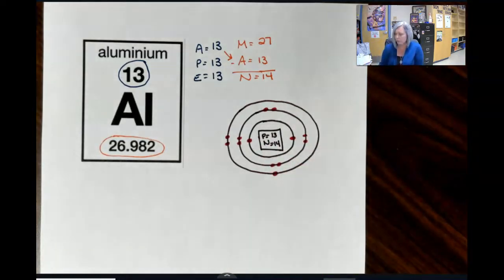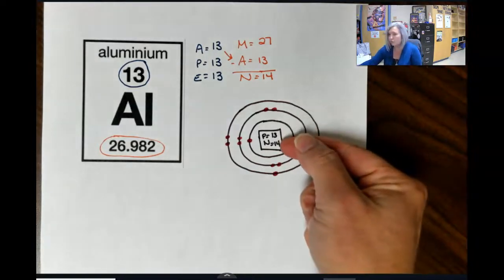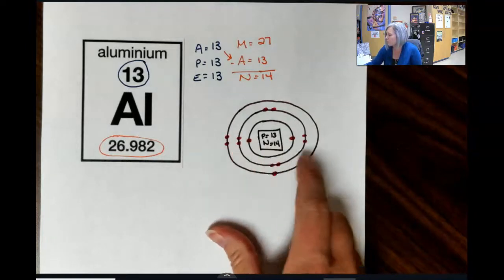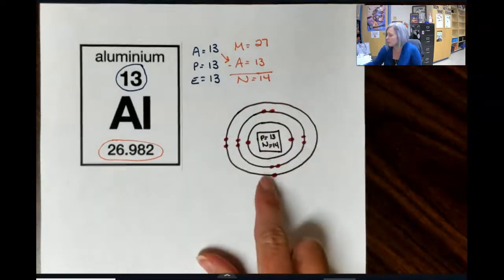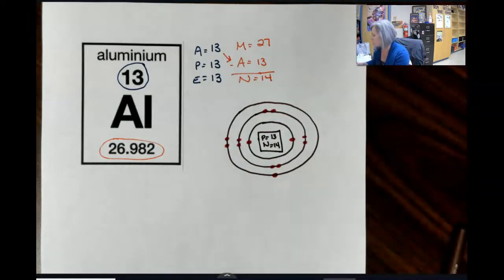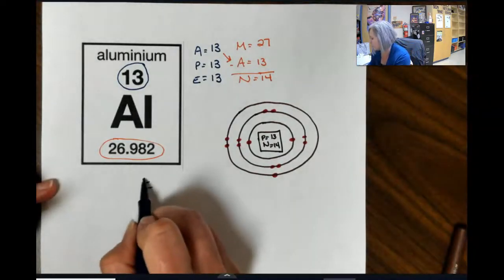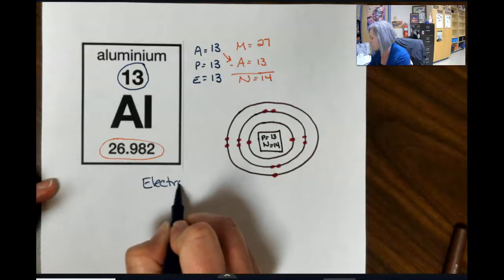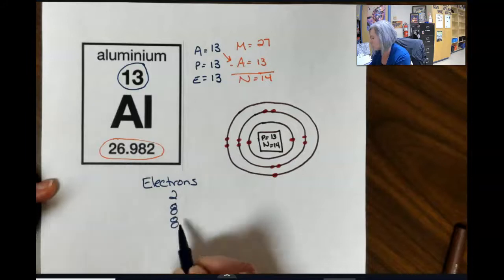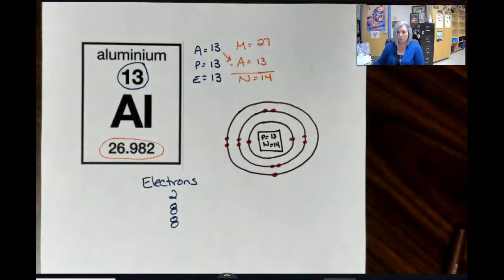So when I look at that model, I have 13 protons, 14 neutrons, and if I count, I have 1, 2, 3, 4, 5, 6, 7, 8, 9, 10, 11, 12, 13 electrons, remembering our 288 rule. So the electrons: 2 in the first energy level, 8 in the second, and 3 in the third.